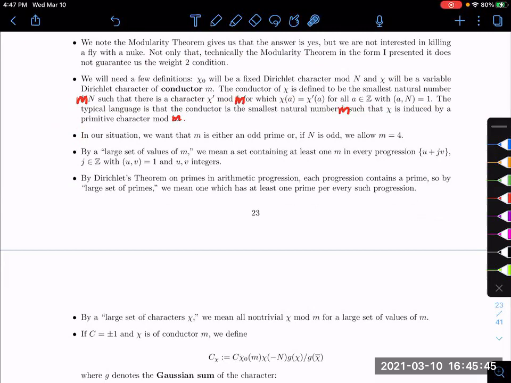In our specific setup, we want to make sure that our conductor is either an odd prime, or if capital N is odd itself, we do allow the conductor to be 4. You're never going to see that again, but I just wanted to mention that.